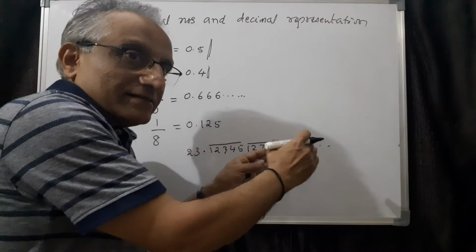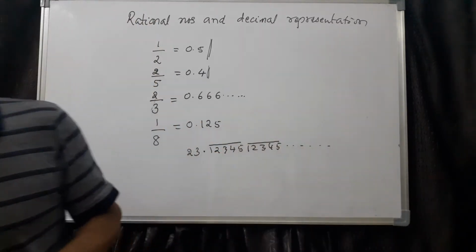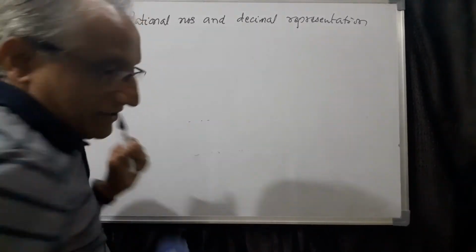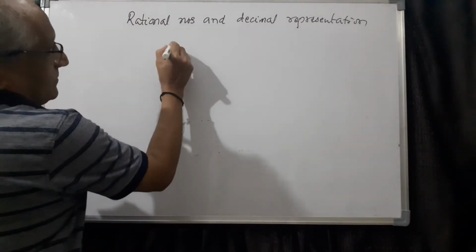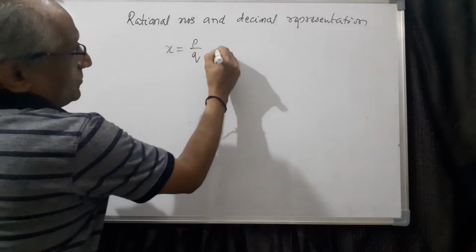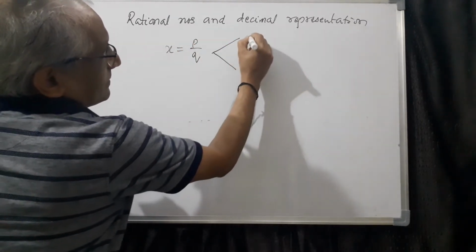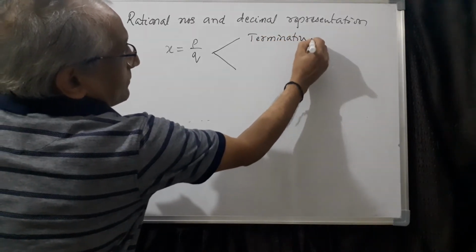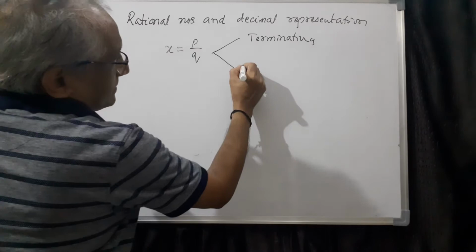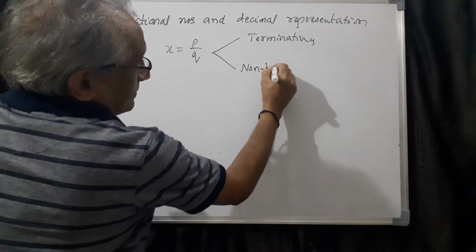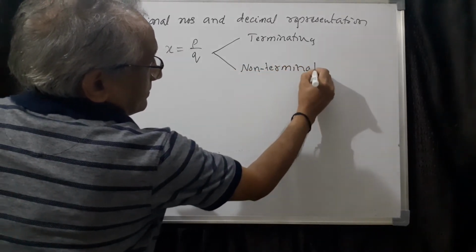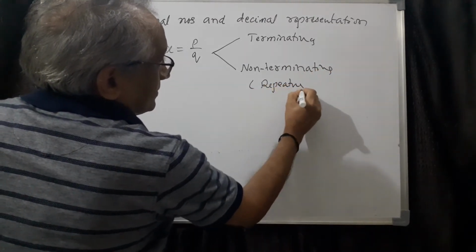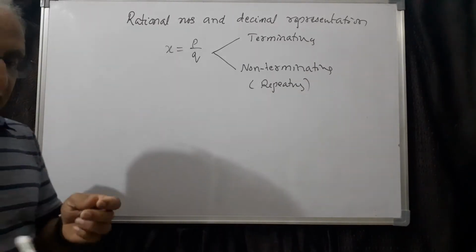The same pattern repeats. So for a given rational number of the form p by q, whenever you write x equal to p by q, there are two possibilities. One is terminating. The second one is non-terminating but repeating. These are the only two possibilities for a given rational number.